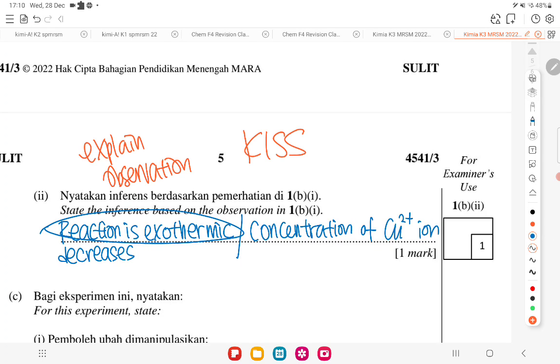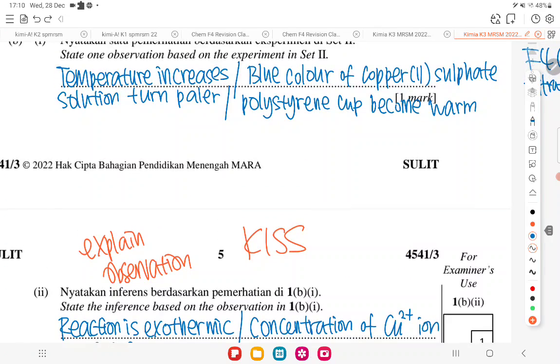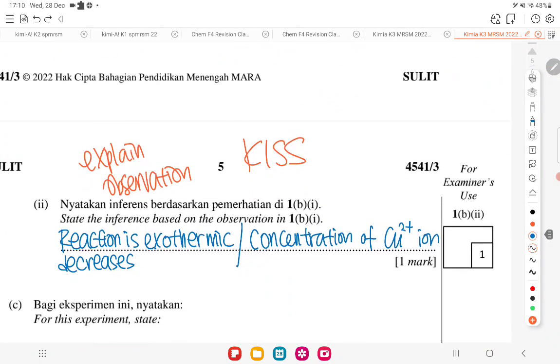Okay, we have an exothermic reaction, because an exothermic reaction will increase the temperature. Always remember, exothermic reaction will increase the temperature. So that's how we explain. Why does the temperature increase? Because this chemical reaction is exothermic. That's it. Write these 3 words only, then you can get full marks already.